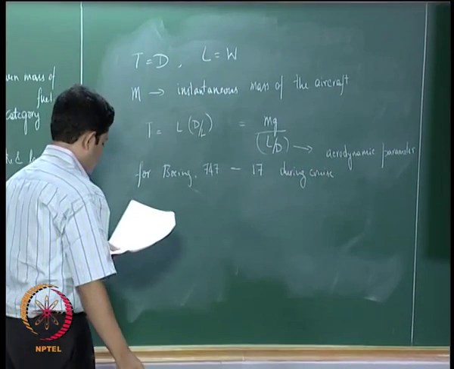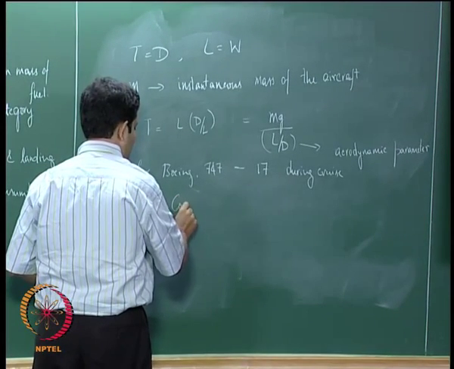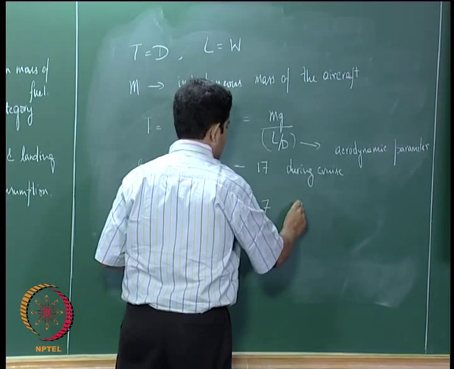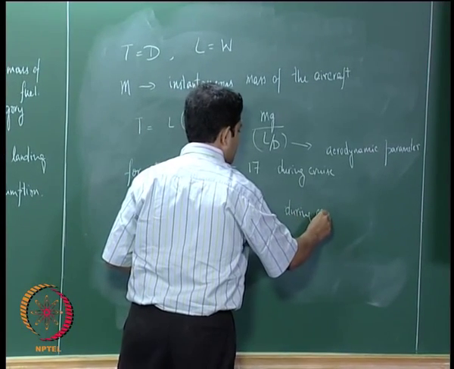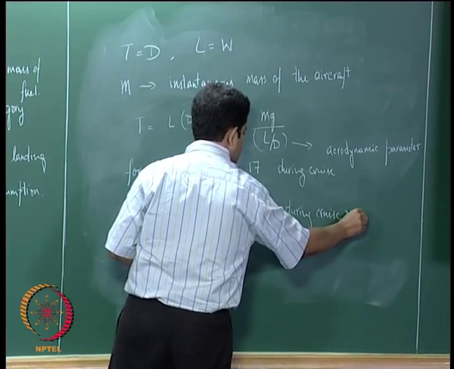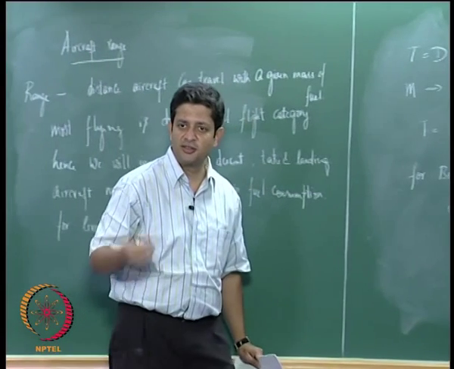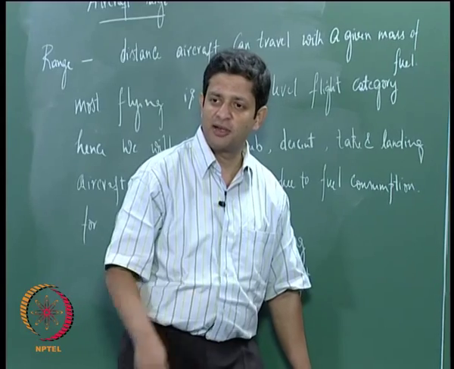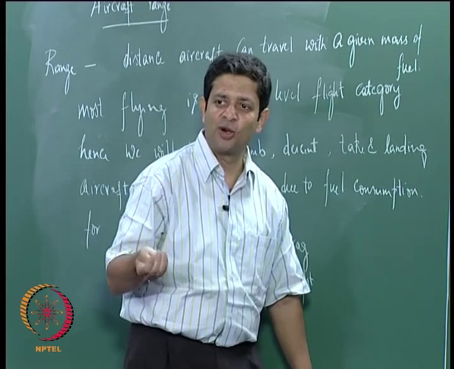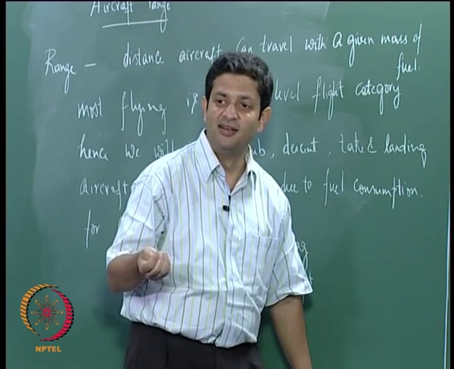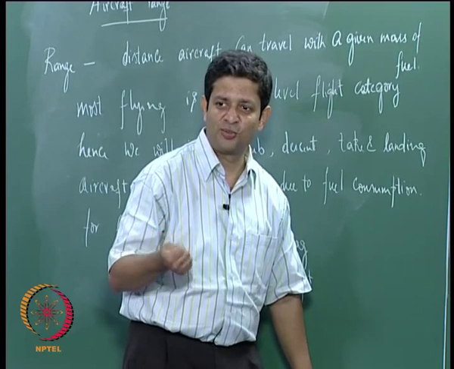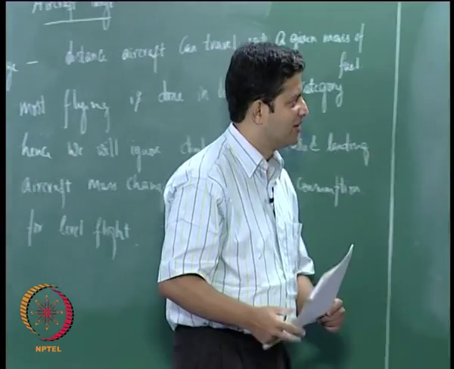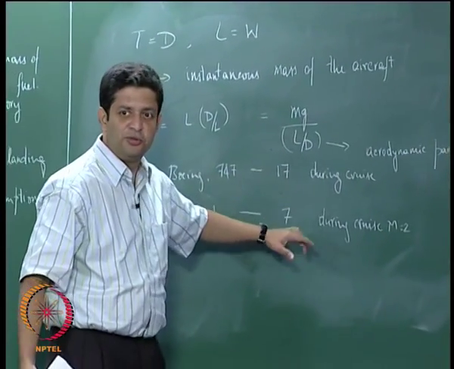and for Concorde, it is somewhere around 7 during its cruise at Mach number 2. For Concorde it is lower because drag is higher, because it is going at supersonic speeds. Which is preferable, a larger or a smaller value of L by D? Yes, a larger value of L by D is preferable because then you would have to spend less fuel.